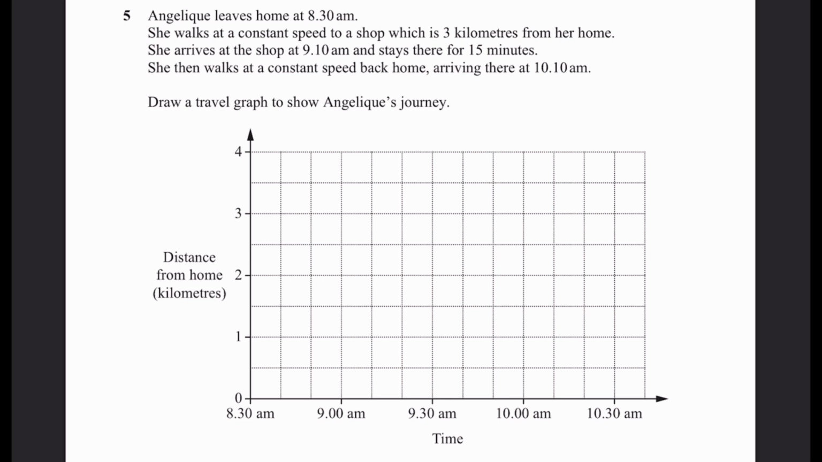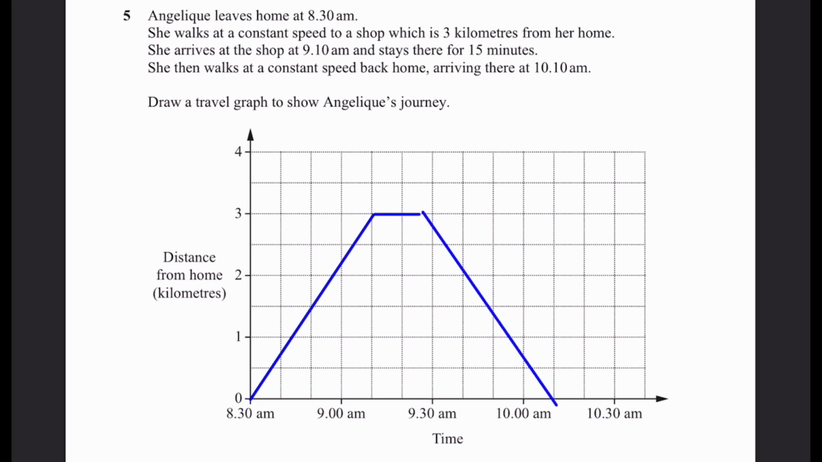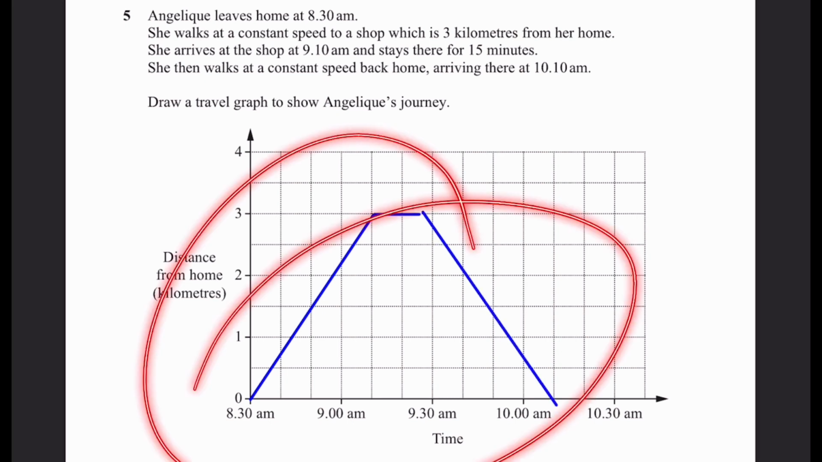Now we can draw a travel graph to show her journey. First, she leaves at 8:30, which is over here. That's 0 kilometers from her house. She walks at a constant speed to a shop which is 3 kilometers from her house, which means it's somewhere in this line. And she arrives at 9:10, which means it's over here. So we can draw a line from here to here, like that. Now she stays for 15 minutes, which means you can draw it about halfway to mark 9:25, which is 15 minutes later than 9:10. Next, she walks at a constant speed back home, arriving at 10:10 a.m., which means a constant speed is a straight line, and we can have it like that. So that's all.